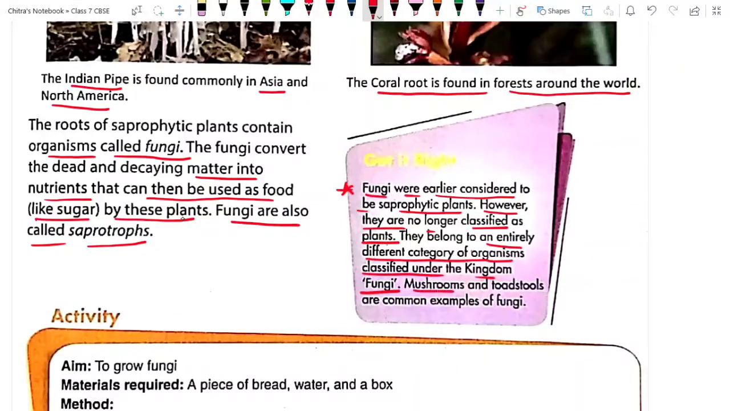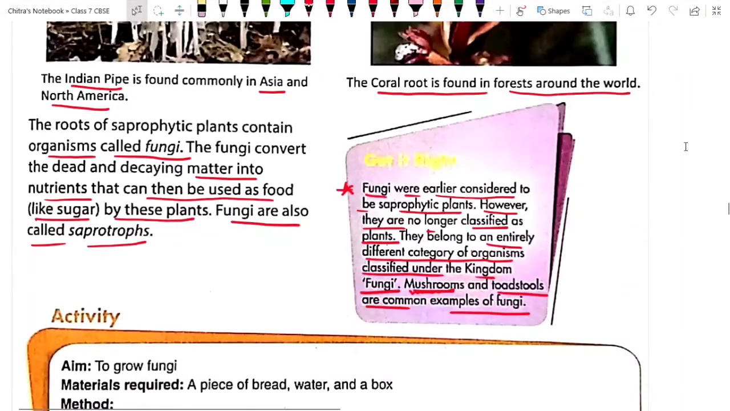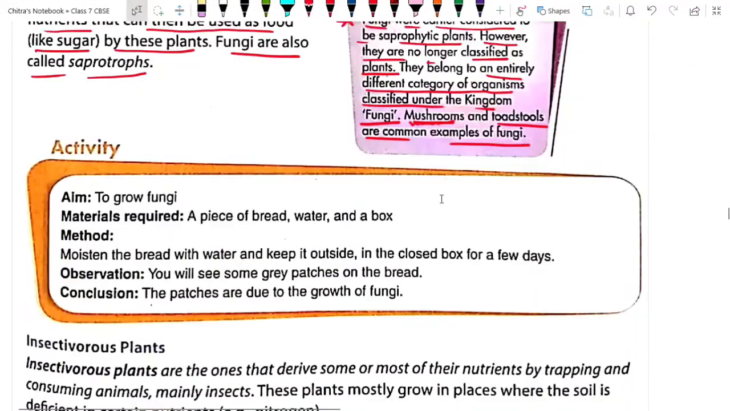Mushrooms and toadstools are common examples of fungi. Mushrooms have different kinds of species. Some species we eat, as they are not toxic, and the most important mushrooms are also used for medicinal purposes.